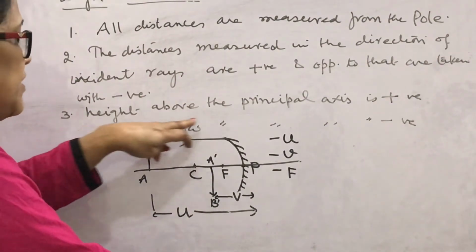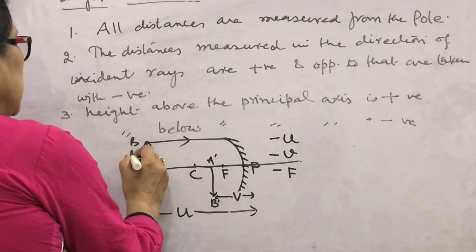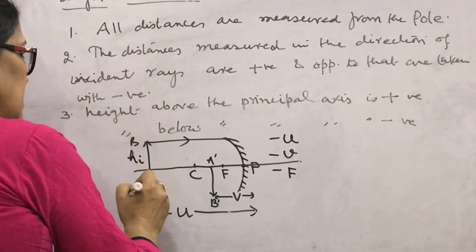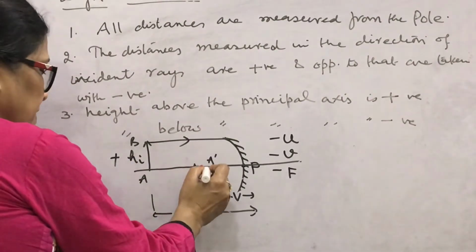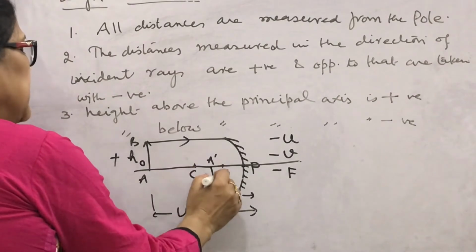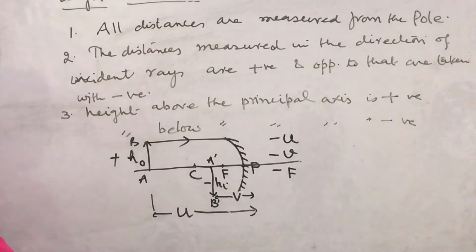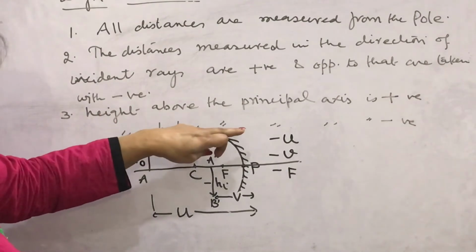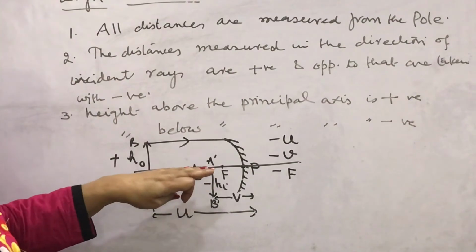Third, height above the principal axis is positive. So if this object is of height HO, what will be its sign? Positive. And this image is HI, then its sign will be negative. Why? As per the third rule. So in this way, you have to remember and apply all these three rules.